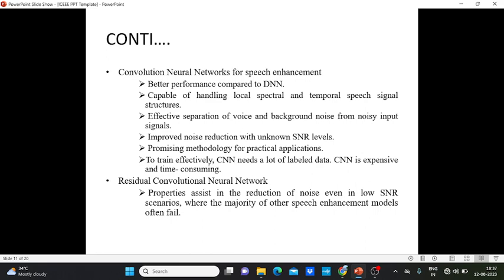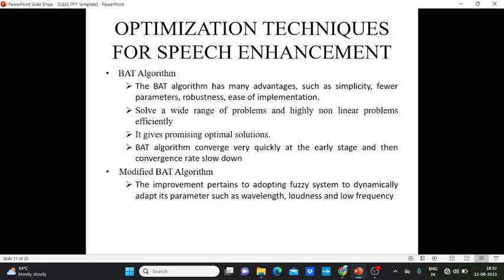And then we go to the residual convolutional neural networks. Its properties assist in the reduction of noise even in low SNR conditions, where the majority of other speech models fail. So it provides better results even in low SNR conditions.